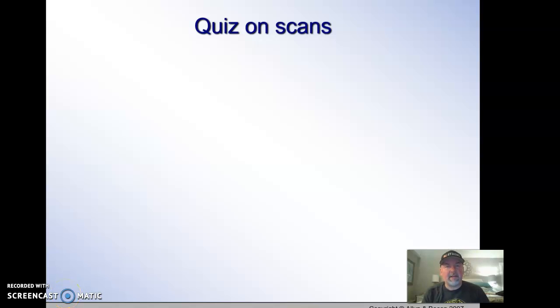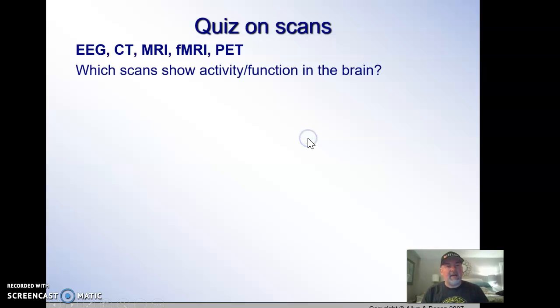Mr. Davis did a great job on the scans. I'm going to do a little review on the brain scans for you just to make sure you got this down, because there's usually questions about these. It's not like you need to know what they look like necessarily, but you need to be able to describe them. So let's take a look at which scans show activity or function in the brain.